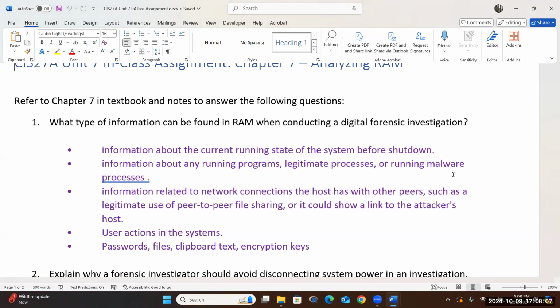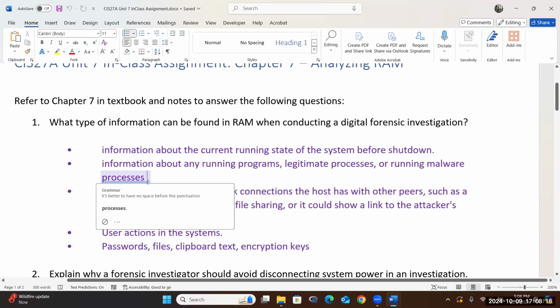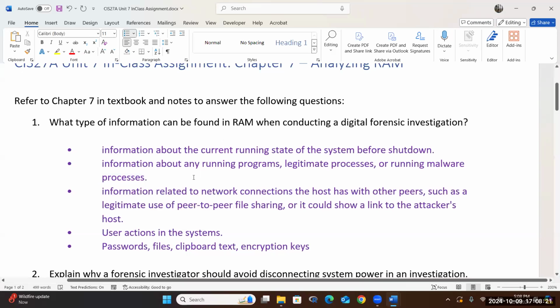Information about running programs and processes, legitimate processes, or, in the case when we're looking at malware, that's very important for us to examine the RAM. Because ultimately, malware is code or software that's written to perform a certain type of task. So it normally uses drive space and RAM in order to execute or initiate certain processes. It requires RAM. So when you are analyzing malware, it's important that we examine RAM.